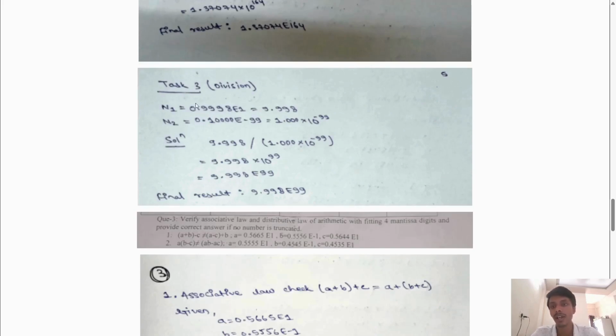The third task is to divide these terms. For division, we have n2 as 1.0 e minus 99, so it can be written as 10 to the power minus 99, and n1 can be written as 9.998. While dividing, the 10 to the power minus 99 gets reciprocated and becomes 10 to the power 99. So 9.998 e 99 is the final result.